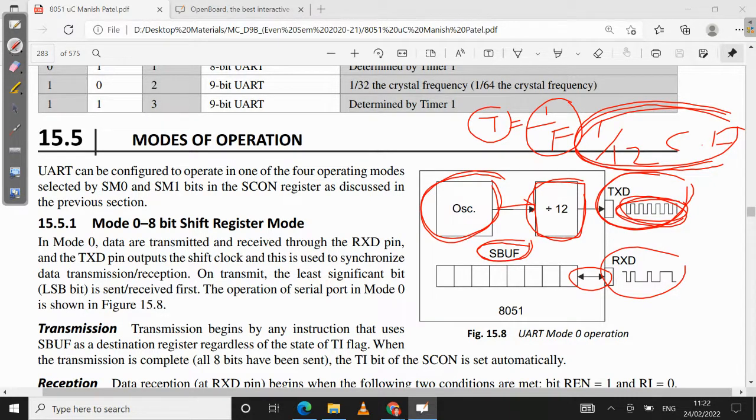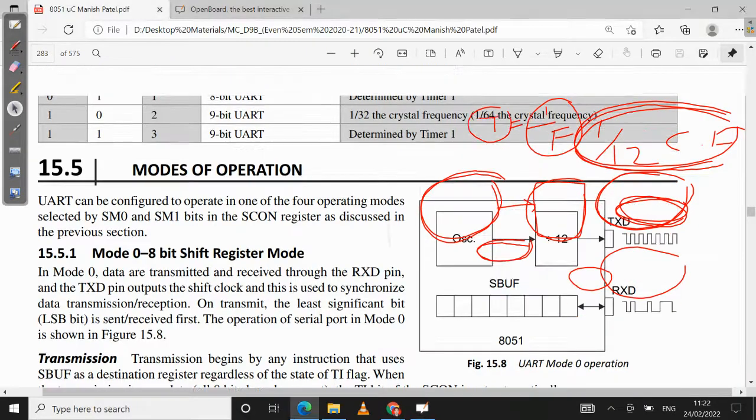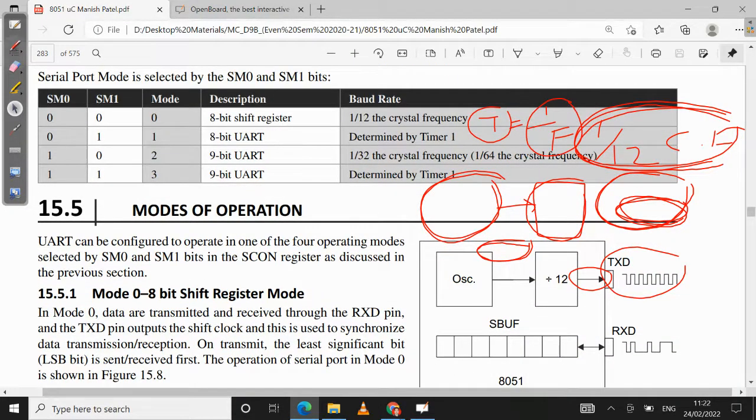Okay, so here, as I have told you, your baud rate is fixed. So your baud rate is 1 by 12th the crystal frequency. तो ये ऐसा जनरेट होता है your clock frequency. I hope you have understood mod 0 operation.